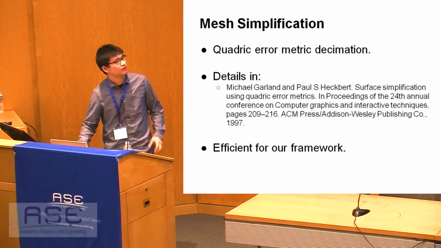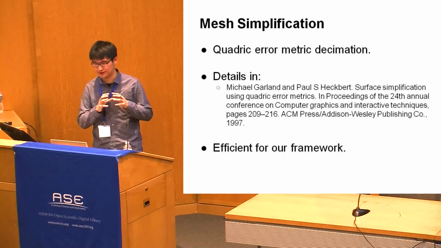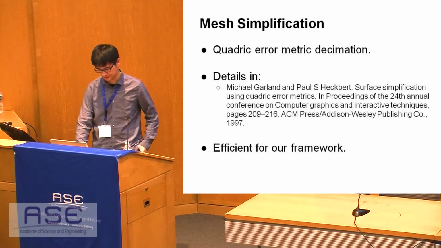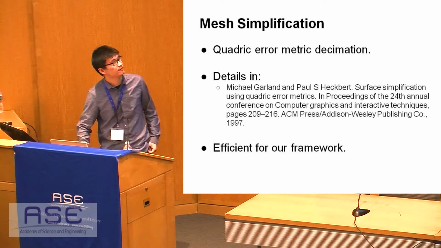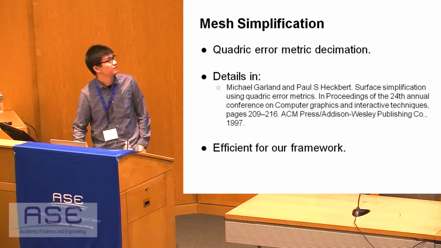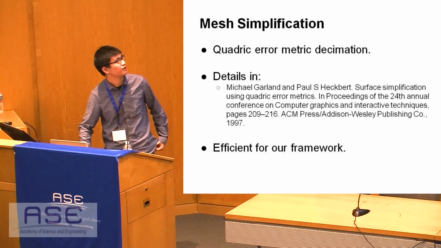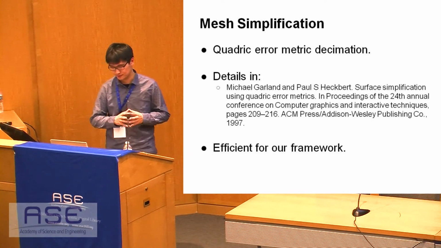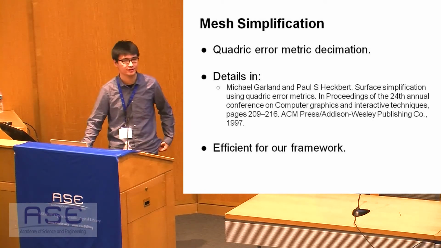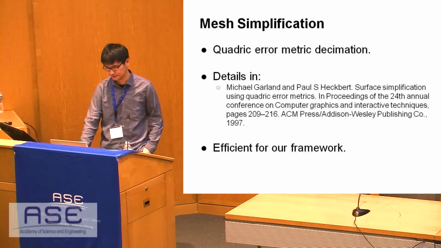The general idea about mesh simplification is that we try to get rid of some of the points on the surface, but we still try to keep the shape as good as possible. To implement the mesh simplification, we use the classic quadratic error metric simplification method, which is introduced in this paper. If you want more details, you can see this reference. I want to mention the mesh simplification method is quite efficient for our framework. It only takes a couple of seconds to generate this simplified surface.